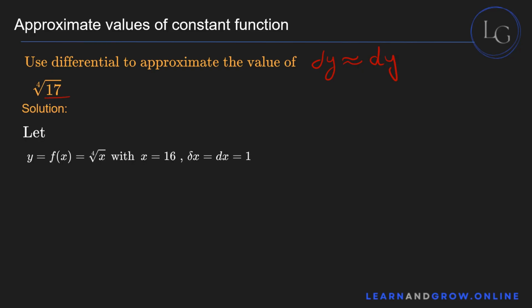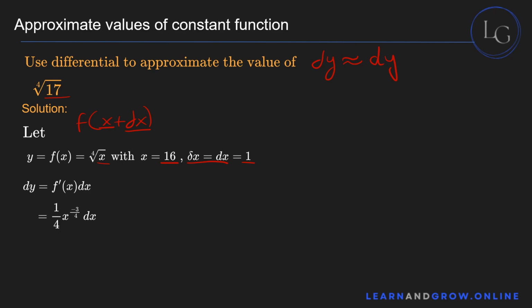So we'll let y be equal to f of x, which is equal to the fourth root of x, and we'll let x be equal to 16. And we'll let delta x, or dx, since they're equal, be equal to 1. So basically this is 16 plus 1, which is why we're doing this. We basically need f of x plus delta x. We need one separate value for x and one separate value for delta x, and we've done that.